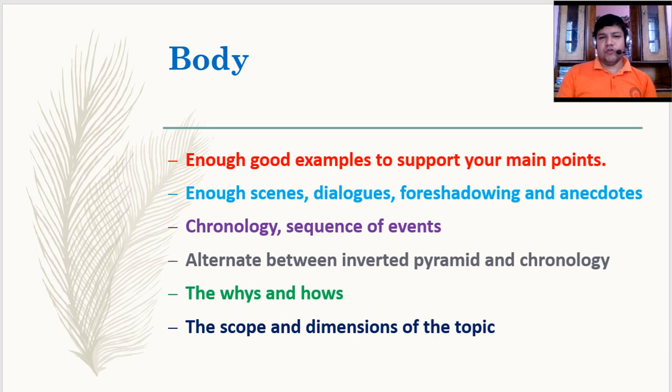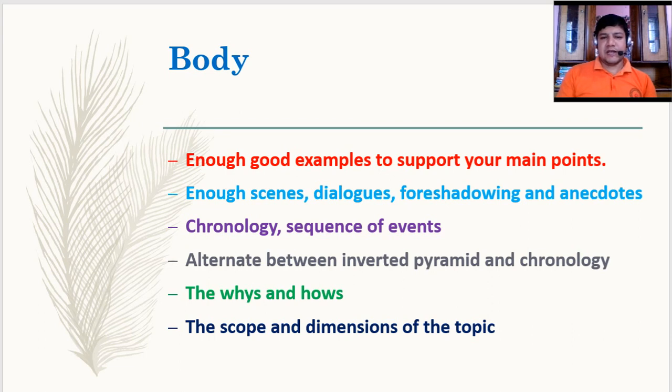Our body paragraph, which may be the most important section of our news article, should contain enough good examples to support our main points, or thesis, like in an academic essay. Even in articles, column articles, feature articles, we have a thesis, main idea, main argument, main point of argument. And to support that argument, we may use examples. We may use other techniques also, comparison, contrast, analysis, synthesis, exemplification, and so on.